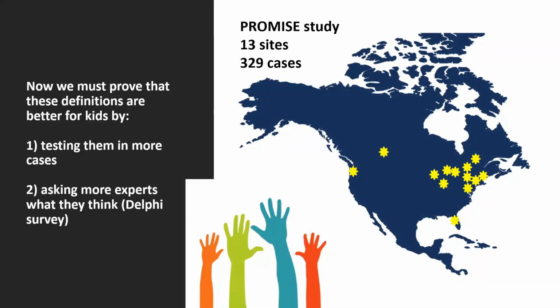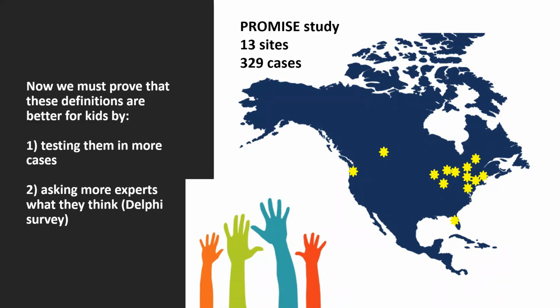So, next steps for us. Well, now we have to prove that these definitions are really better for kids. And the first way that we're planning to do this is by testing them in more cases. We've used these definitions for our PROMISE study, where we have 329 cases from numerous North American sites, and we're checking to see that the definitions correlate with the cause that we identify from case review.